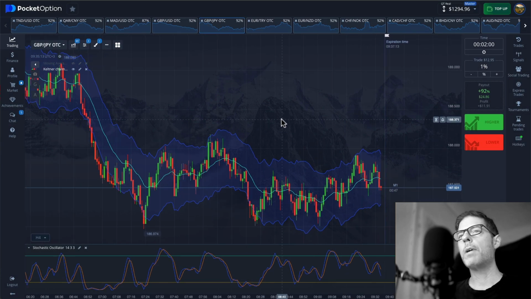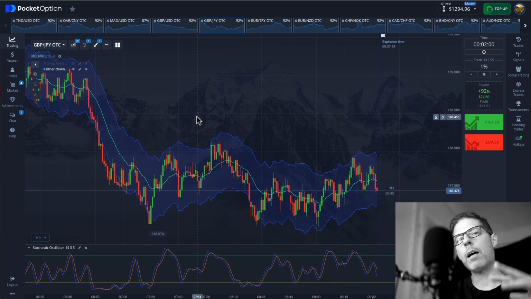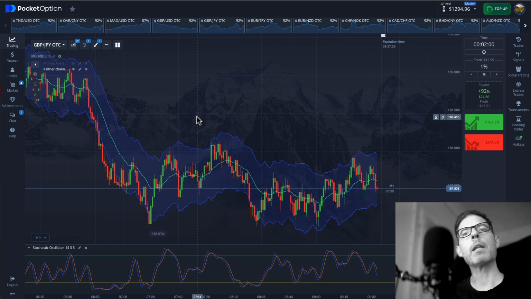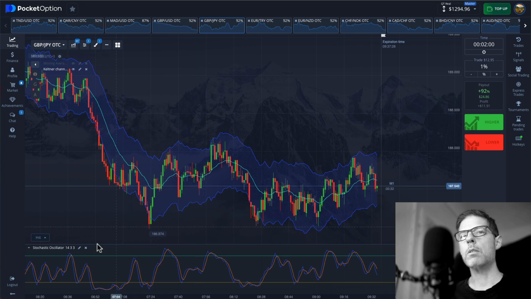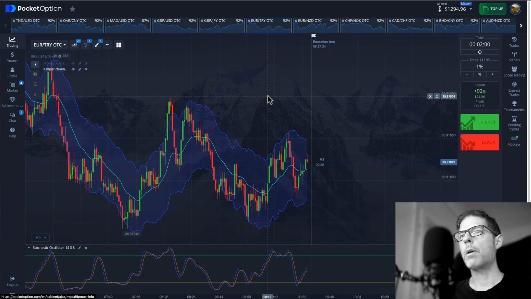Let's find a chart or an asset that has the Keltner channel very close to what we're looking for, like an ideal setup. We don't have to have it this way, but we can also use the stochastic to help us enter positions, which we will also be doing. And let's go ahead and browse through.